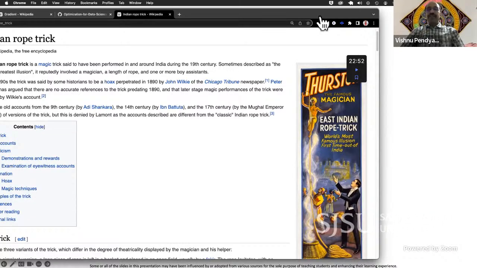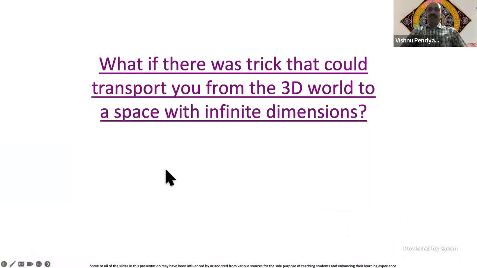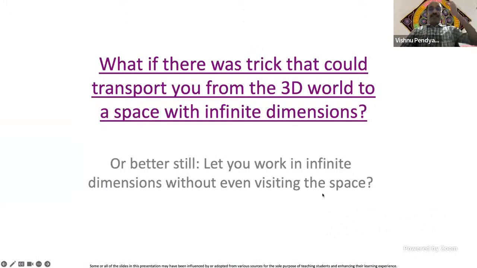So can we do something like that for support vector machines? Or even better, can we come up with something that will let us work in infinite dimensions? That means get all the benefits of infinite dimensions without even visiting the space. Isn't that cool? So that is what we are going to do now.